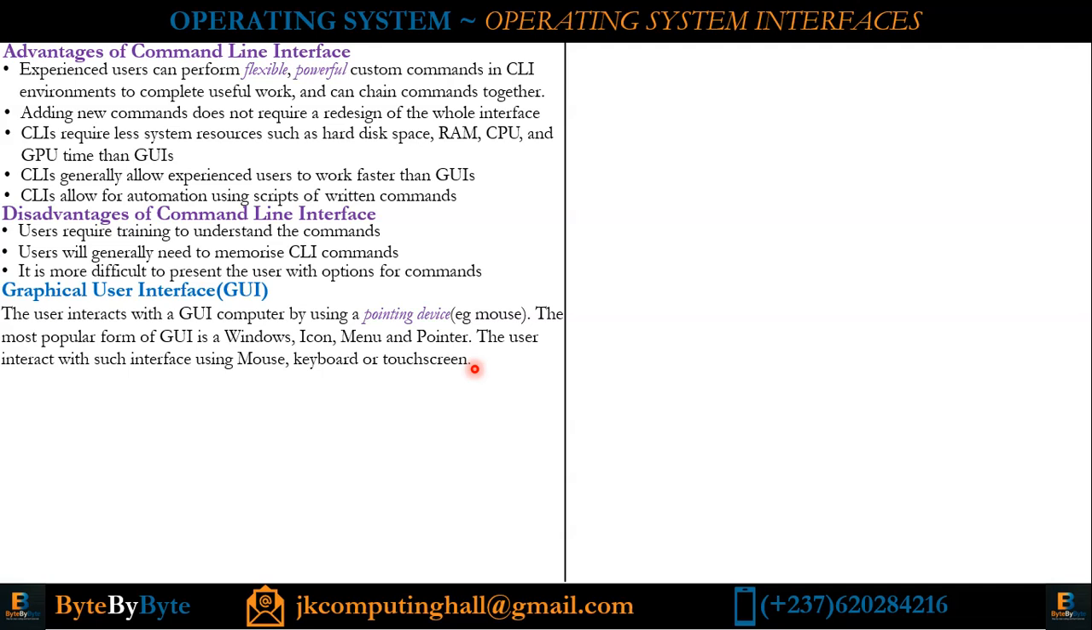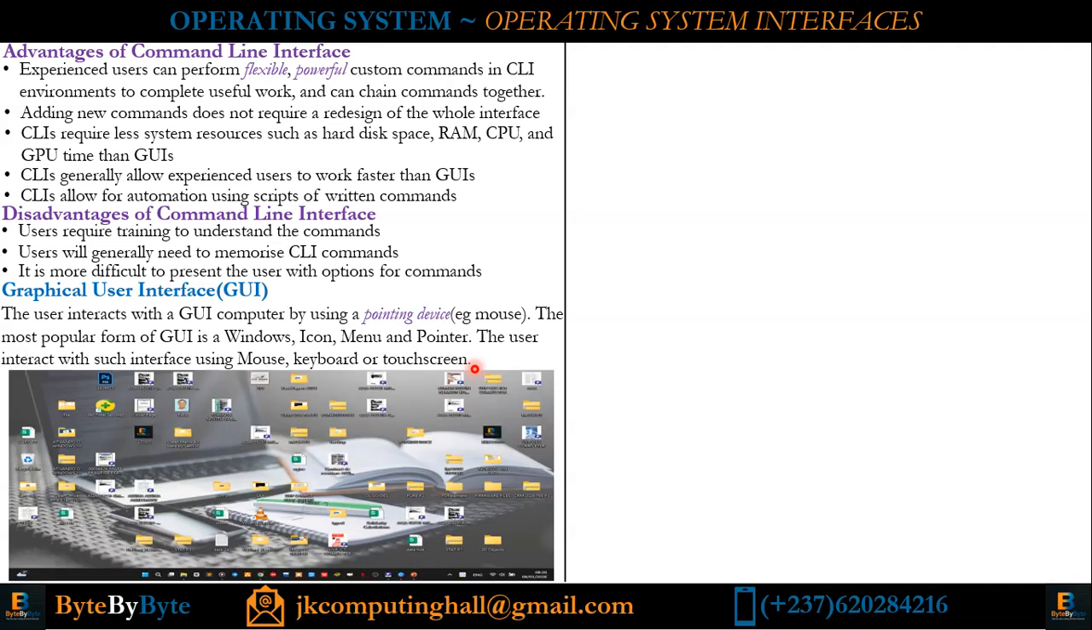So with a command line interface, we interact only using a keyboard, but with a graphical user interface, we interact using a mouse, a keyboard, or a touch screen, because a touch screen is a combination of mouse and keyboard. Okay. This is what we call a graphical user interface. This is the windows, as you can see. These are the different icons. This is the pointer that I'm using.